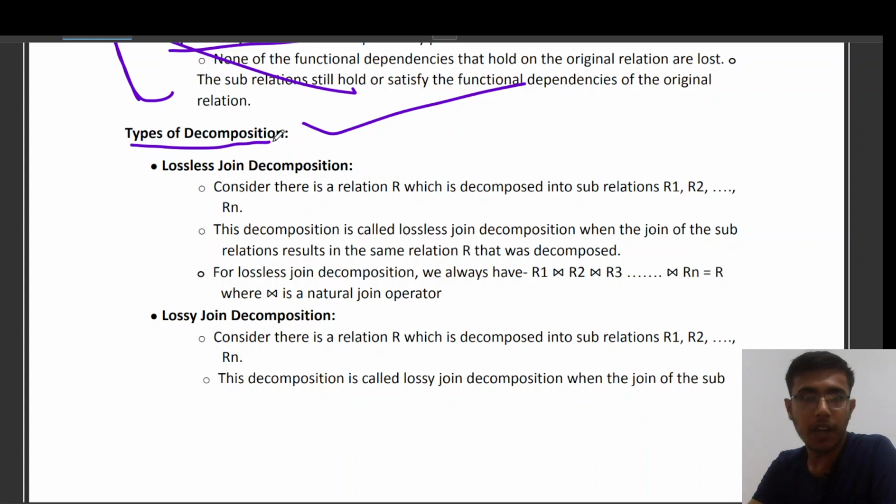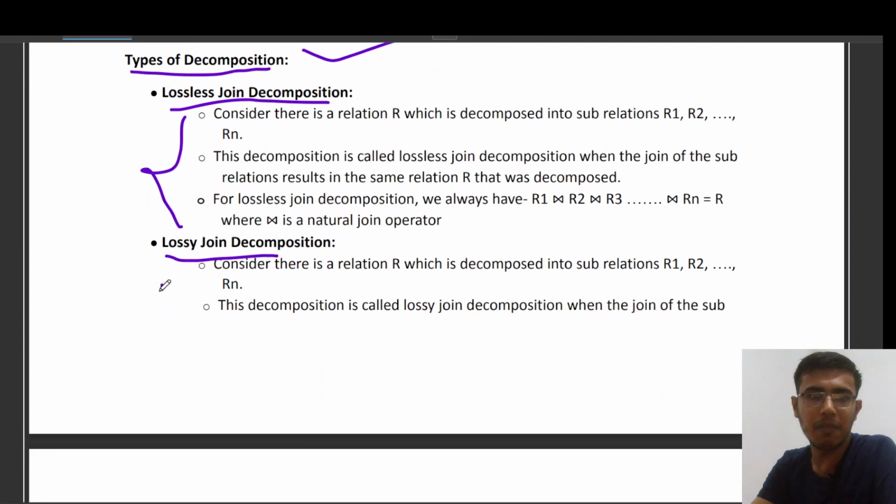So the types of decomposition: lossy join and lossless join. These are basically the types of decomposition.